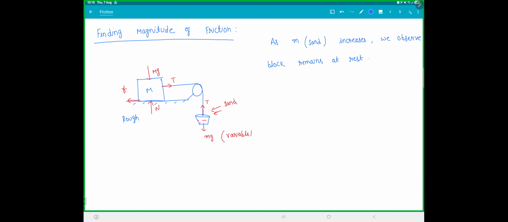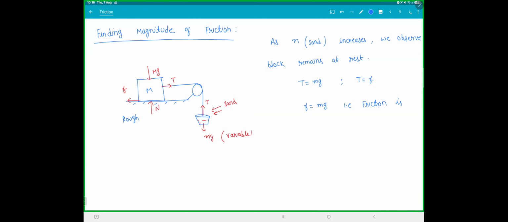Suddenly, right? So initially the block remains at rest. So we know T is equal to mg. And we also know T is equal to friction because the block is not moving. That means F is equal to mg. And you're saying m is changing. That means you'll observe friction is increasing.